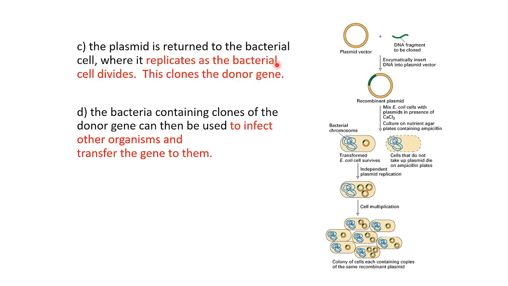You see the plasmid is returned to the bacterial cell where it replicates as the bacterial cell divides. This clones the donor gene. The bacteria containing the clones of the donor gene can be used to infect other organisms and transfer the gene to them. So here you have the plasmid vector and the DNA fragment to be cloned. You insert this DNA fragment into this plasmid. This is the recombinant plasmid, and then you mix it with E. coli competent cells and grow them on different resistance plates.